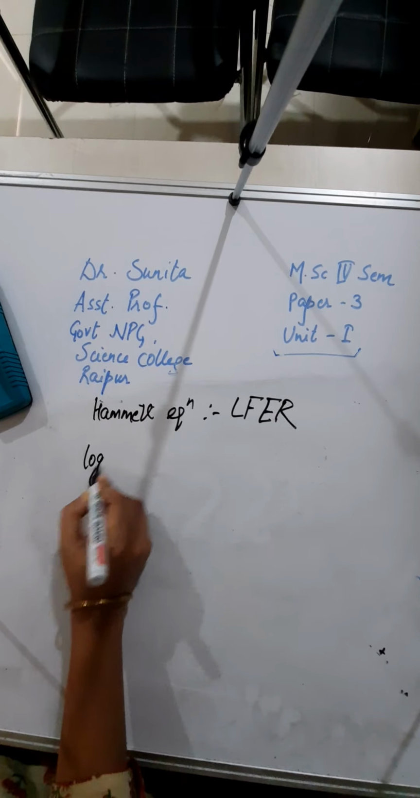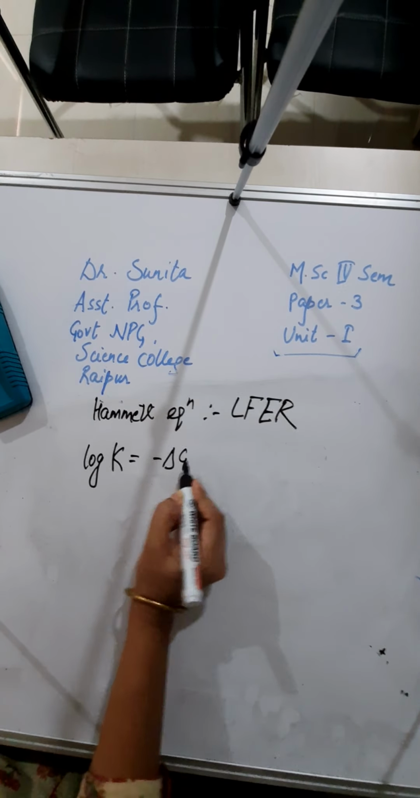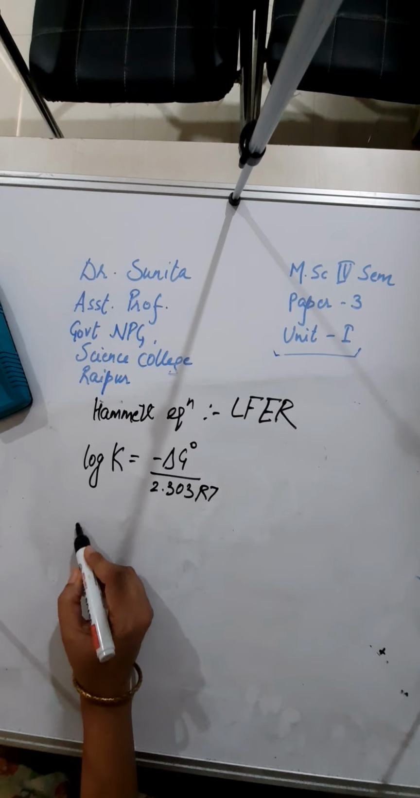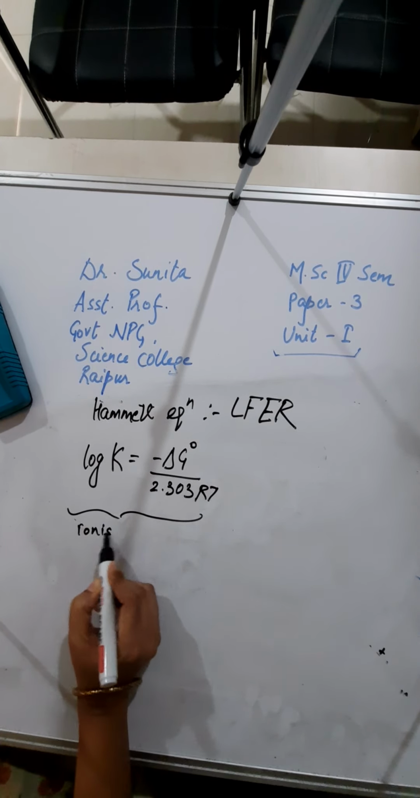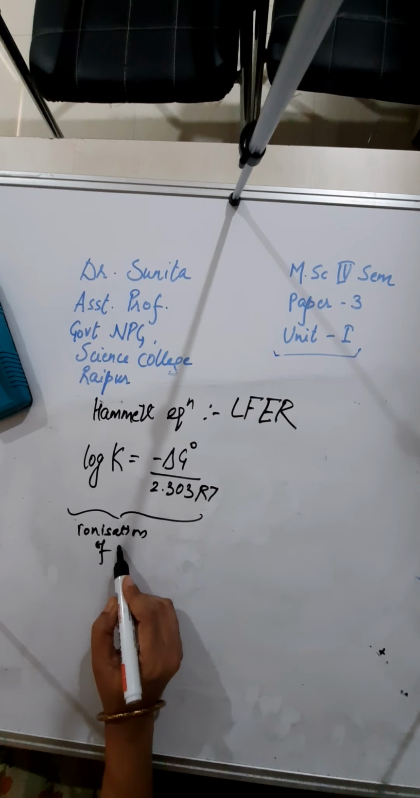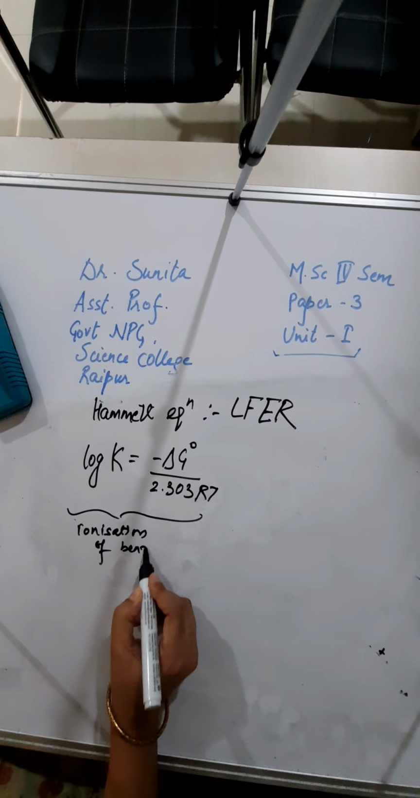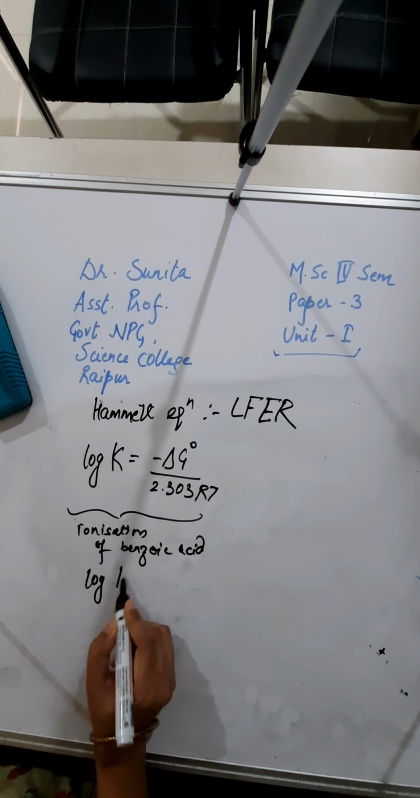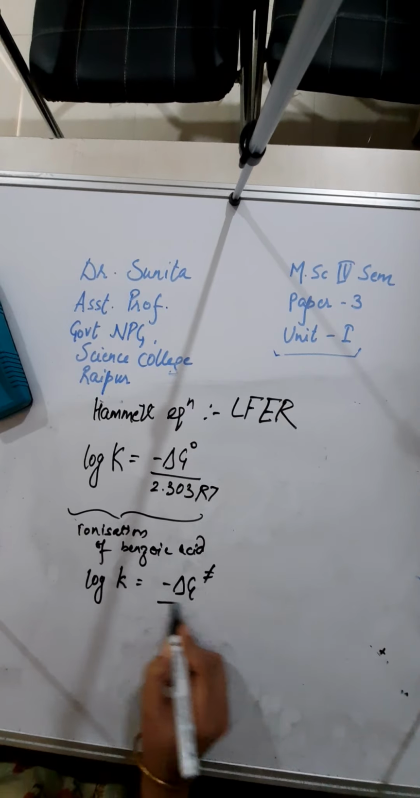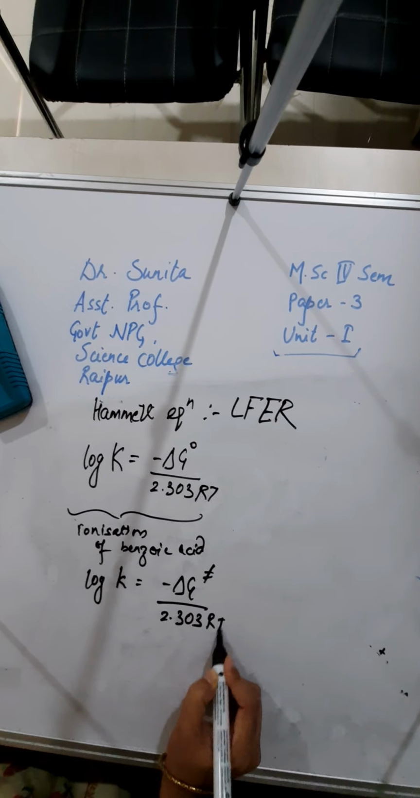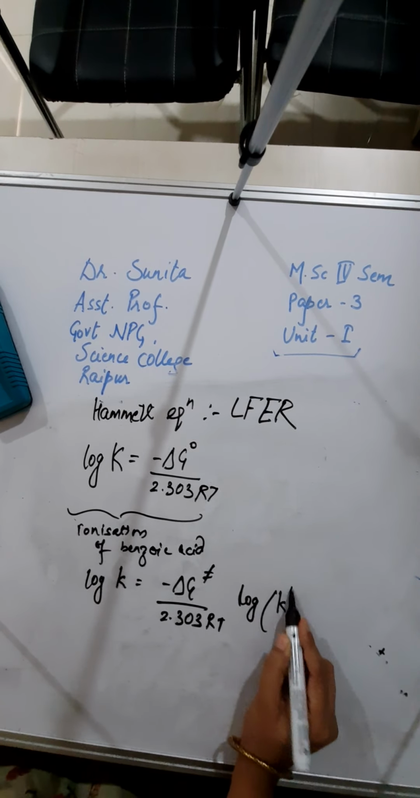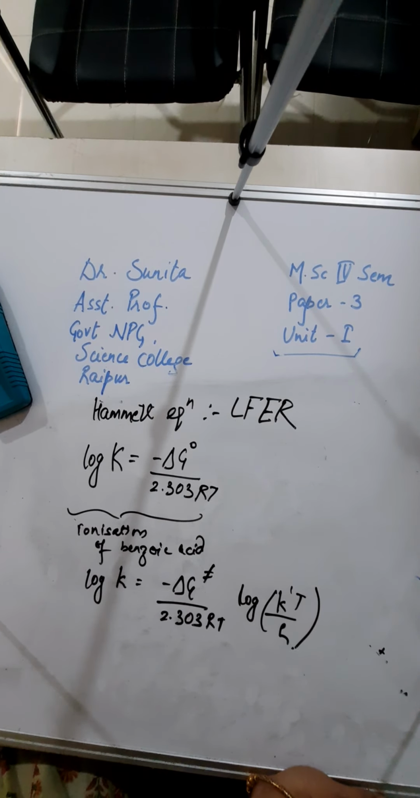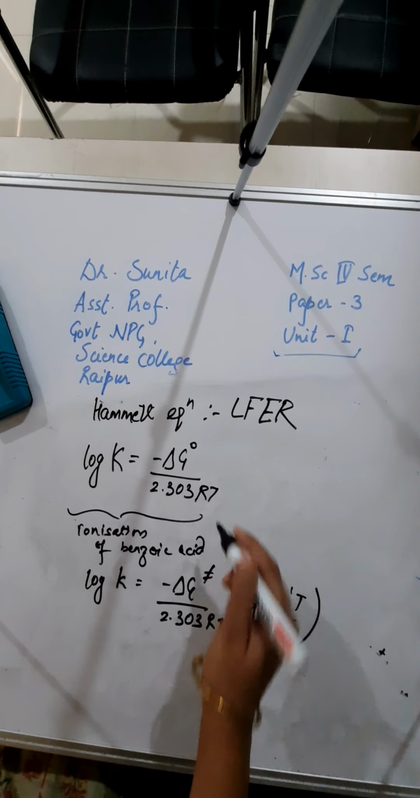Now since we know that log K equals minus delta G naught over 2.303 RT, if we are considering this for the ionization of benzoic acid in water, and log k equals minus delta G over 2.303 RT, log k dash T over h, then the rate constant and equilibrium constant are related to the free energy differences by the equations given as 1 and 2.